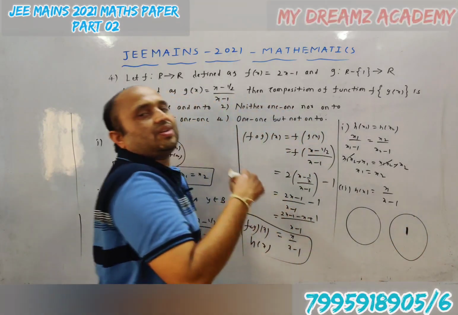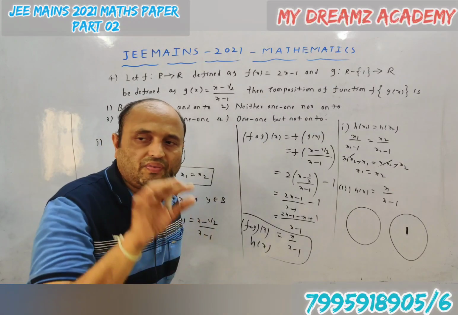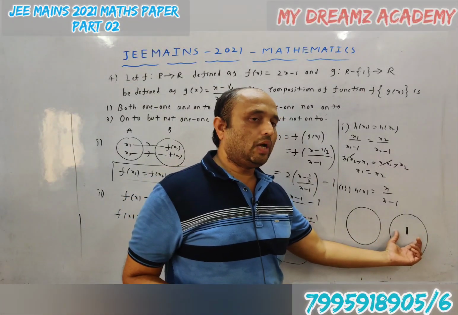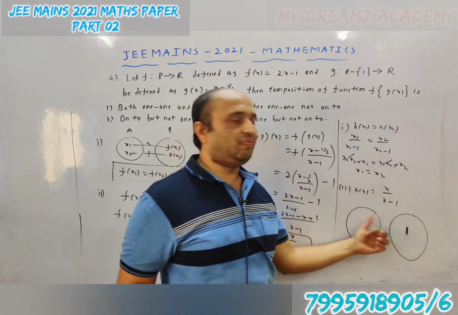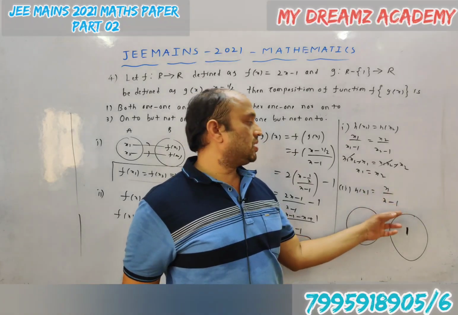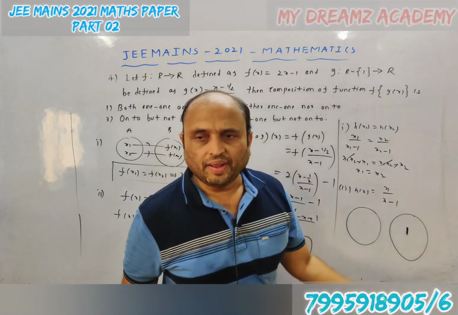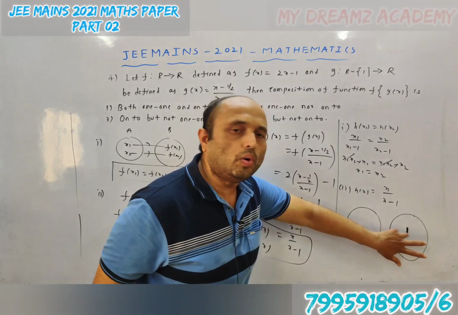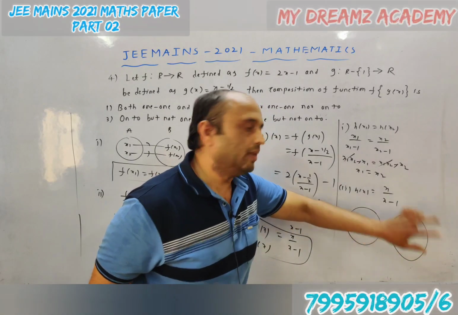So actually, what is the definition of onto? The definition of onto is that each and every element in the second set has a pre-image in the first set. But the function is x by x minus 1, so this is undefined for x equal to 1. Therefore, for the element 1, there is no pre-image.